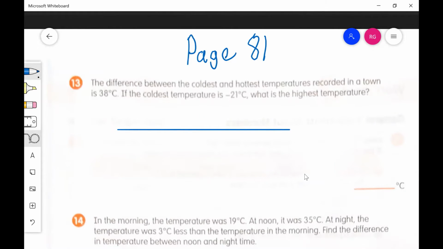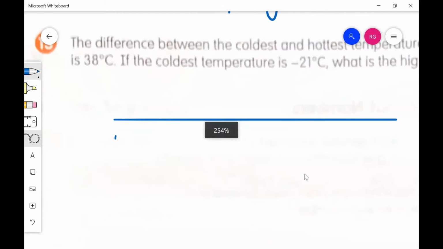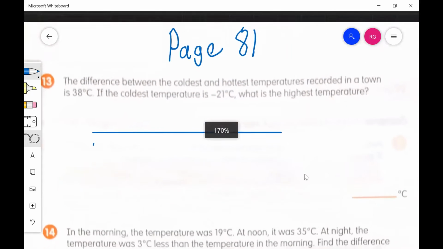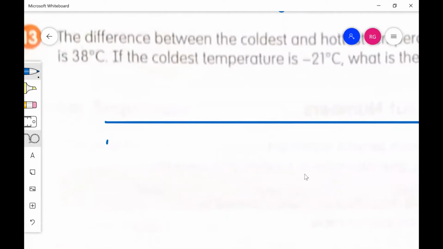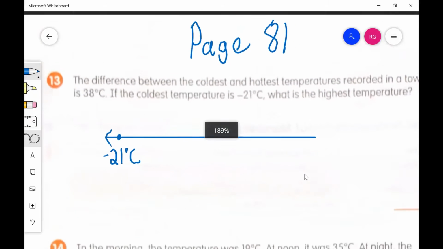Okay. So the first thing we should do is draw a number line. And then we should start to put the temperatures on here at least and try to count. It says the difference between the coldest and the hottest is 38 degrees Celsius. That's the difference, okay? So if I put over here on my left-hand side of my number line, I could write negative 21 degrees Celsius. And then it says there's a 38-degree difference.